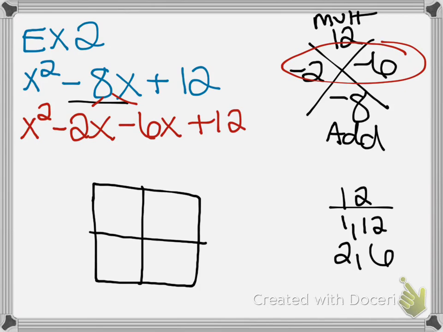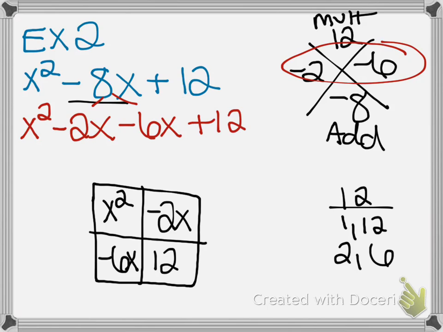Okay, and then on the inside of my box, I'm going to put those 4 terms. So I'm going to have an x squared, a negative 2x, a negative 6x, and a positive 12. All right, so now I want to see what is going to factor out of my greatest common factor.